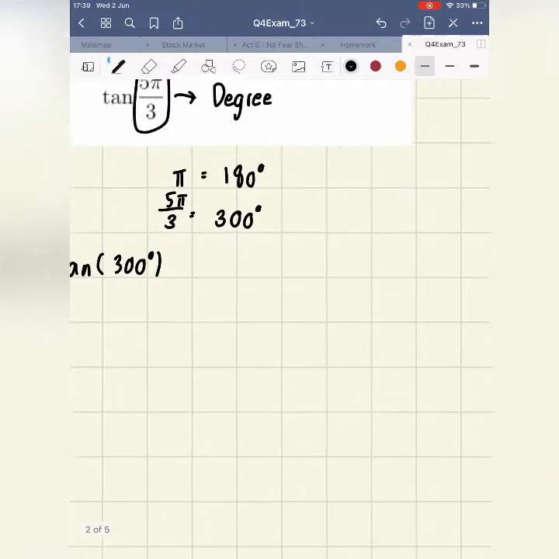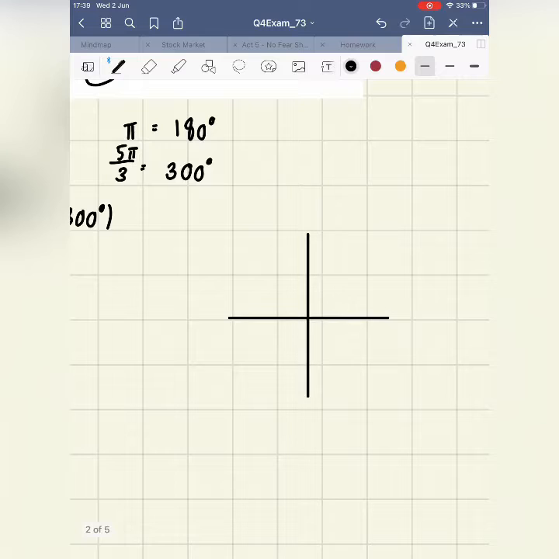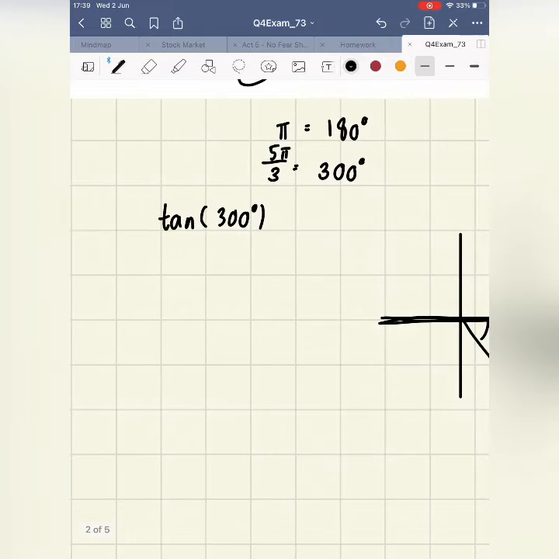And if we look here, we will know that 300 degrees is right here, which is 60 degrees away from the x-axis. So the alpha angle here is going to be 60. So we can write it here as tangent 60 degrees, and we know that tangent 60 degrees is equal to root 3. We can write root 3.